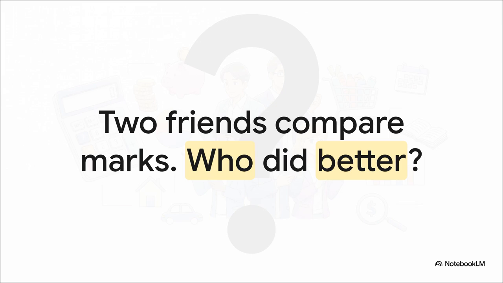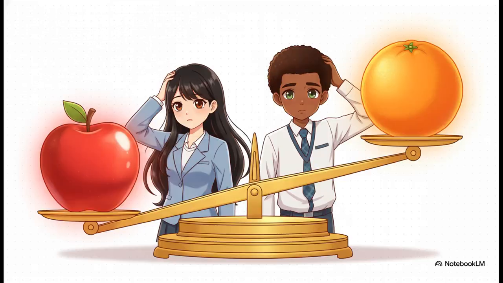Picture two friends, Rita and Anu. They just got their term exam results back, and they're eagerly comparing their marks to see who had the better academic performance. But there's a catch here that makes things a little complicated. So, Rita scored 450 marks, Anu scored 425. Now, if we just look at the raw numbers, well, 450 is obviously bigger than 425, right? So Rita did better? Actually, scratch that.